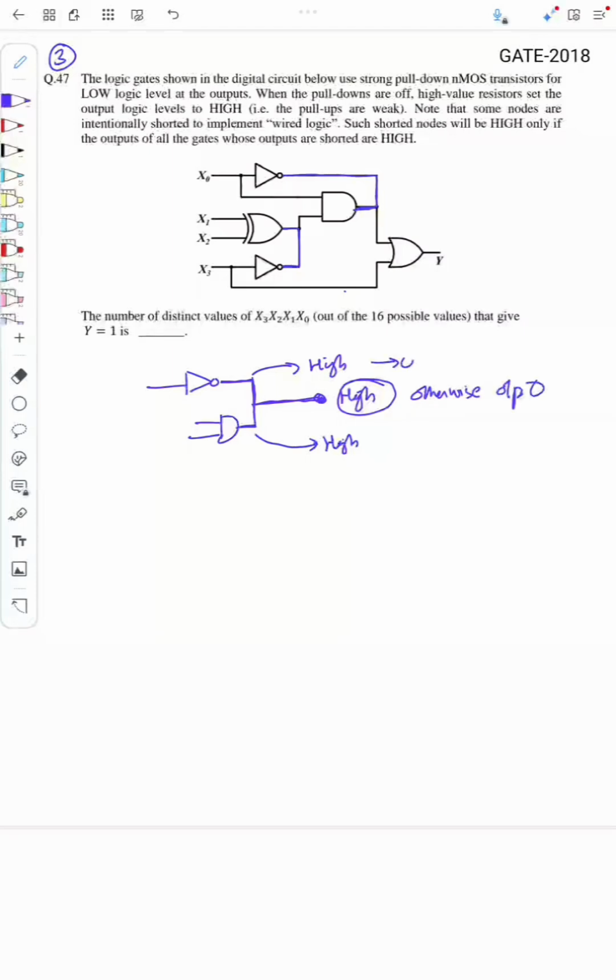That is, if this is 0 and this is 1, the output is 0, or if this is 1 and this is 0, the output is 0, or both the outputs of the gates are 0. For all these cases the outputs are 0, right? And that is the same case for the output of XOR and NOT.